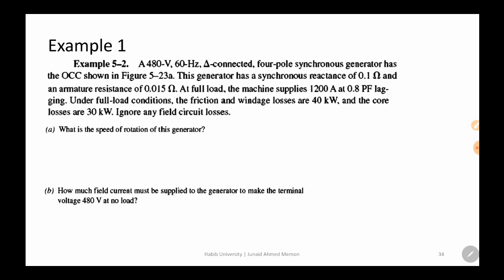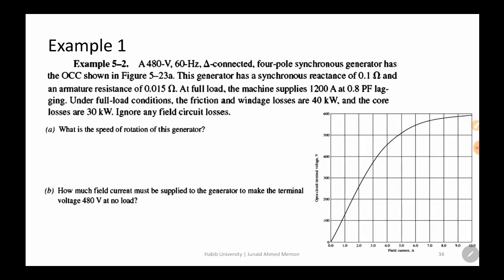Okay, so let's do an example now. It's a very good example. It will give you an idea of how we can apply what we have learned so far. So let's see, we have a 480 volts, 60 hertz, delta connected, 4 pole synchronous generator. So let's write P is equal to 4, F electrical is equal to 60.